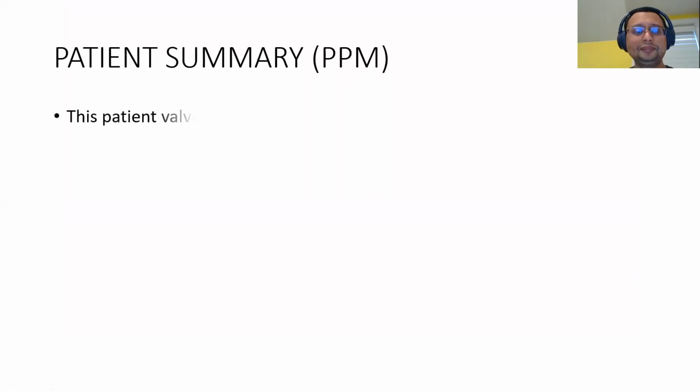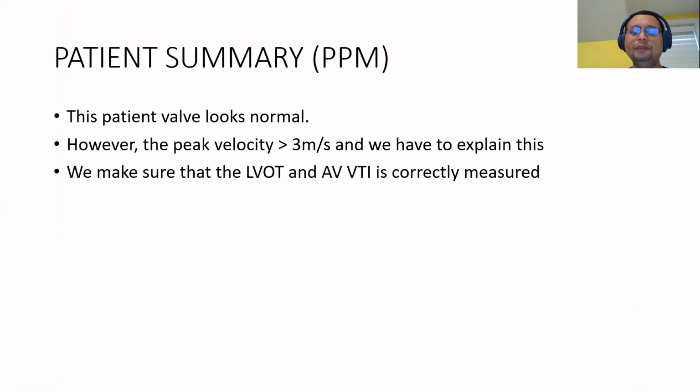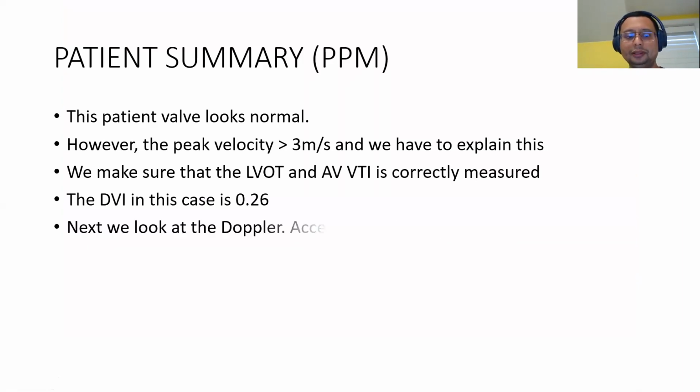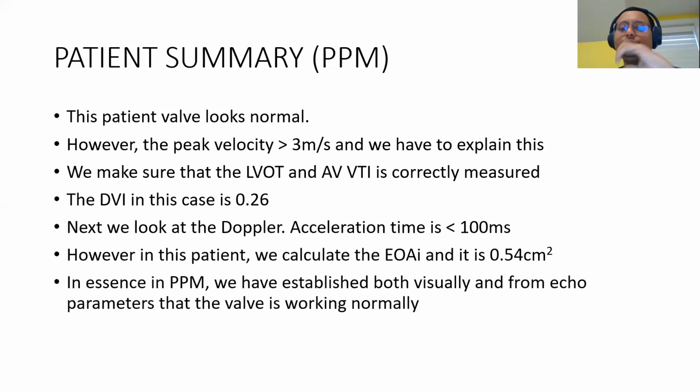I will show you a little bit later. The patient's valve looks normal. However, the peak velocity is more than 3, and we have to explain this. We make sure that the LVOT VTI and the aortic valve VTI are correctly measured. The dimensionless index is 0.26. The acceleration time is 95 milliseconds, less than 100. In this situation, we look at the effective orifice area and we calculate the effective orifice area index. It is 0.54 centimeters squared. So this is patient prosthetic mismatch. The velocity is high because the valve is too small for the patient.